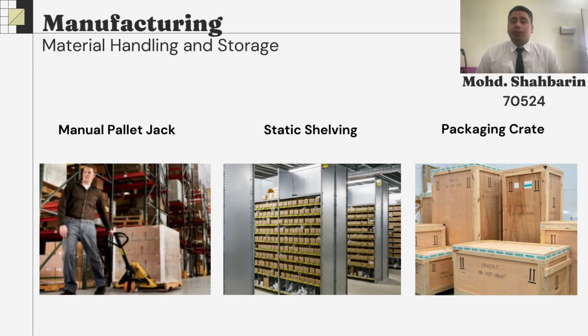We move to the material handling and storage system. We apply three types of system, which is by using the manual pallet jack, static shelving, and packaging crate. At low volume of flow, we will require to get a few materials from one work center to another or station to another station by using manual pallet jack. The static shelving, despite being less flexible due to their permanent location, is chosen as our temporary storage for supplies and work in progress.